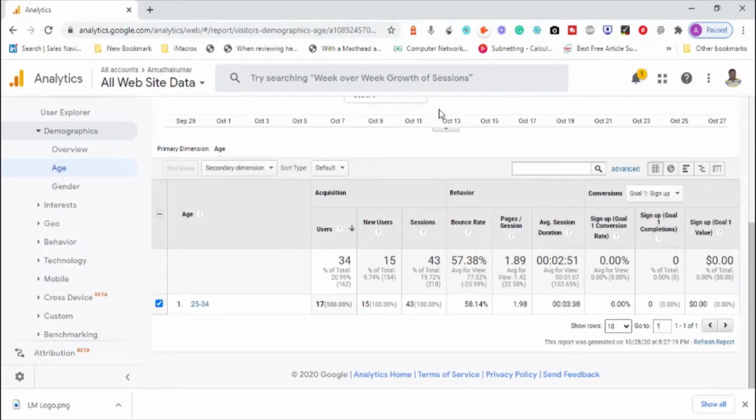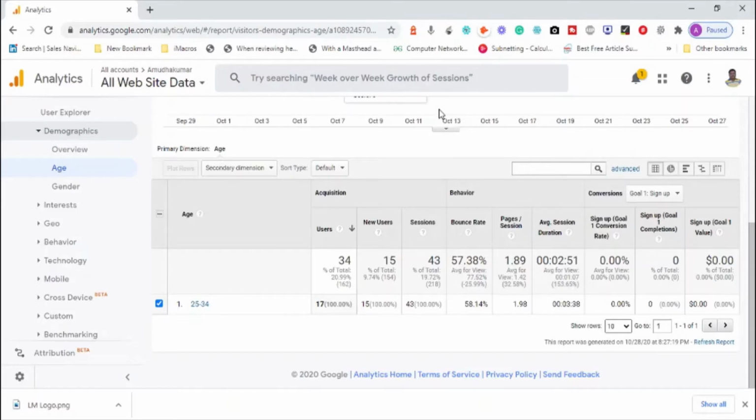This is basically called a bounce. Somebody came, and within 5 seconds, without clicking any page or navigating anywhere, without spending much time, he closed it and went off, which means this person's expectation was not met. So, bounce.